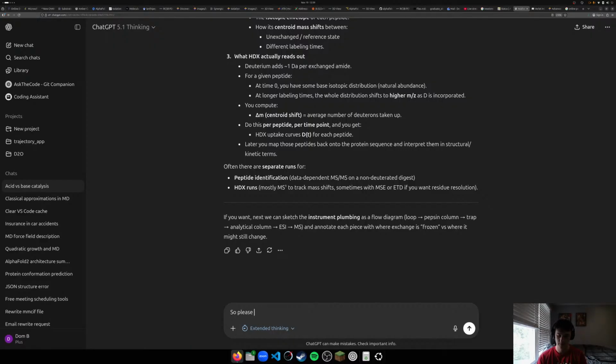So please concisely tell me the path the proteins take from the test tube. Explain the purpose of each checkpoint.